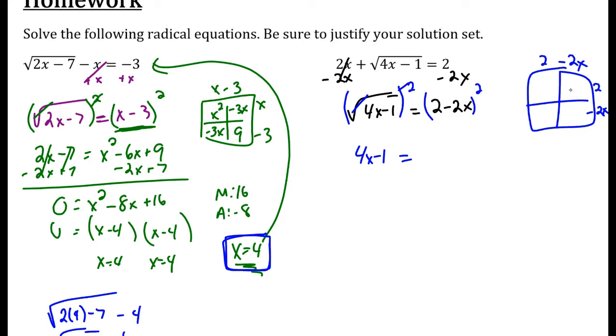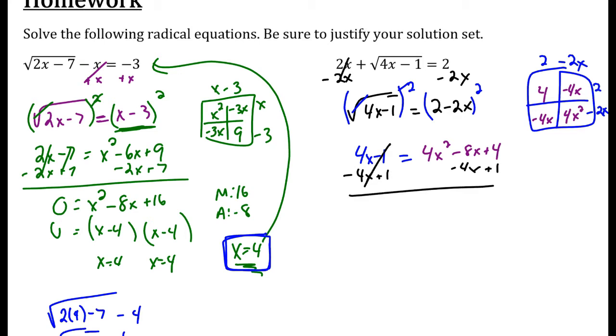I'm squaring a binomial, 2 minus 2x, 2 minus 2x. So what goes in this table? 4 minus 4x minus 4x, positive 4x squared. So if I was to write this binomial squared in standard form, it would be 4x squared minus 8x plus 4. But it's a quadratic equation now, so I'm going to set it equal to 0. And I end up with 0 equals 4x squared minus 12x plus 5. And I now have to factor this trinomial to solve this quadratic equation.